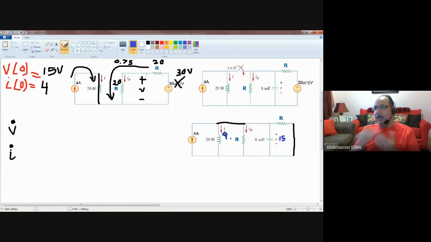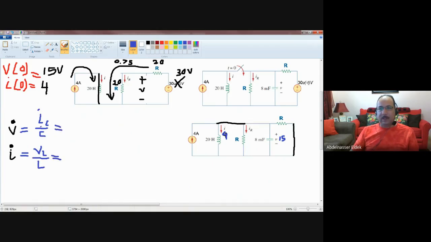Now we need to find V dot and I dot according to this circuit. First we draw the circuit and put all the data, and then calculate V dot and I dot. V dot, we get it from IC divided by C. And I dot, you get it from VL divided by L, of course at time 0.